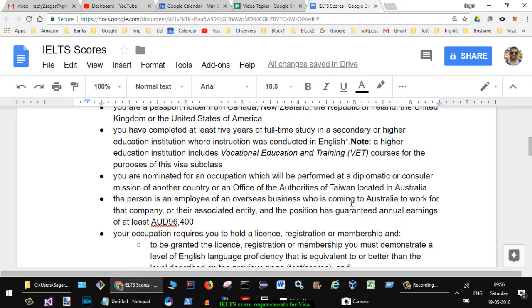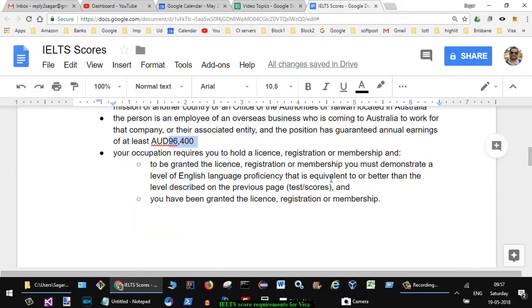Another exemption: the person is an employee of an overseas business who is coming to Australia to work for that company or its associate entity, and the position has guaranteed annual earnings of at least 96,400 Australian dollars. So if your annual compensation is this much, then you don't need to clear this IELTS exam. If you have a license, you don't need to give this IELTS exam.